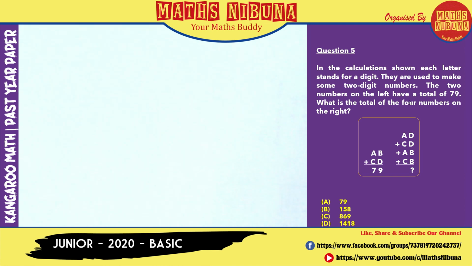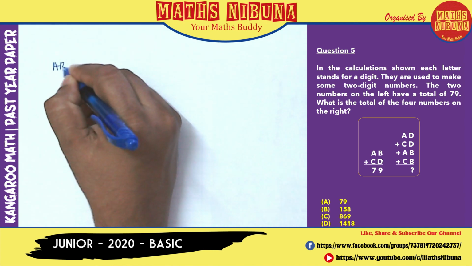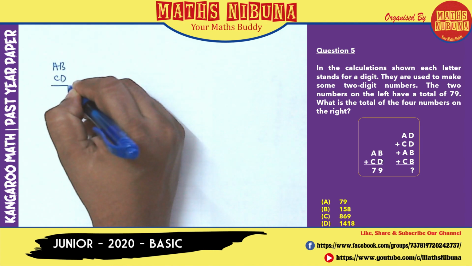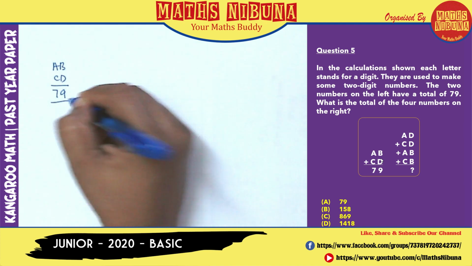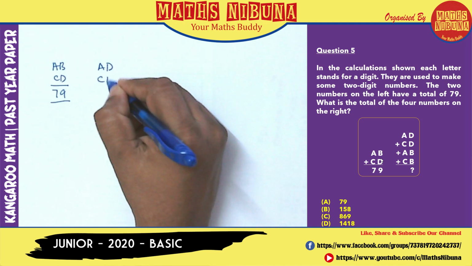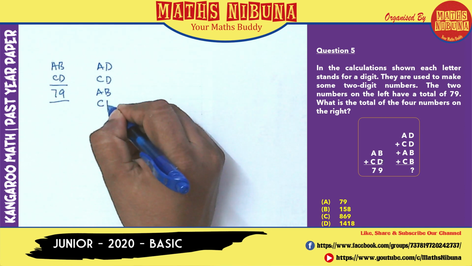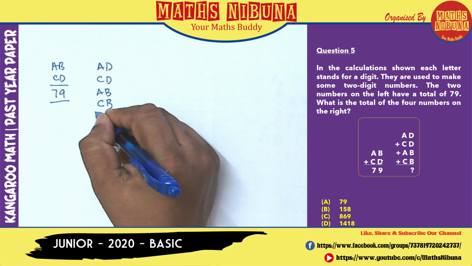Okay, in the calculation each letter stands for a digit. That means A is 1 digit, B is 1 digit, C is 1 digit, and D is 1 digit. They are used to make some 2-digit numbers. The question says AB plus CD equals 79. Now we have to find the sum of AD plus CD plus AB plus CB.